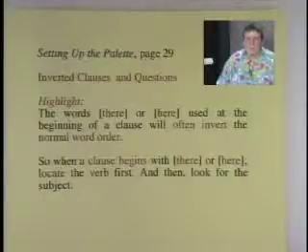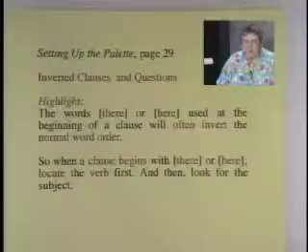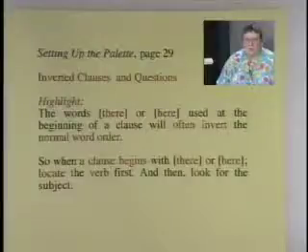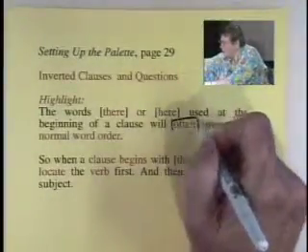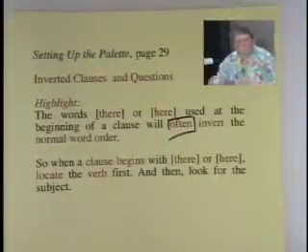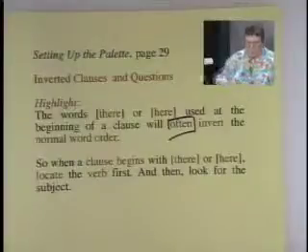So when a clause begins with there or here, you're going to locate the verb first and then look for the subject. Go back to that first line that you highlighted, this one right here. The words there or here used at the beginning of a clause will often invert the normal word order. Take your pen and draw a box around the word often, because often means often, fair enough. What it doesn't mean is always. So let's look at this example on page 29.